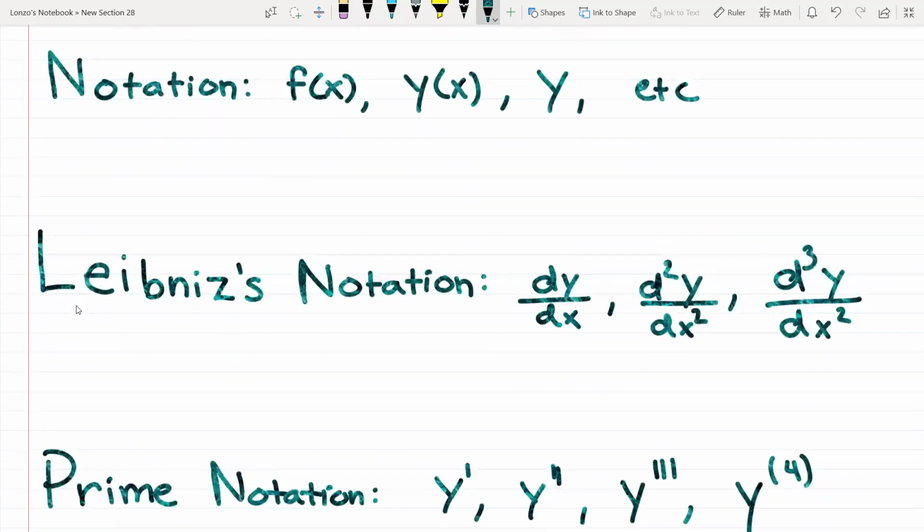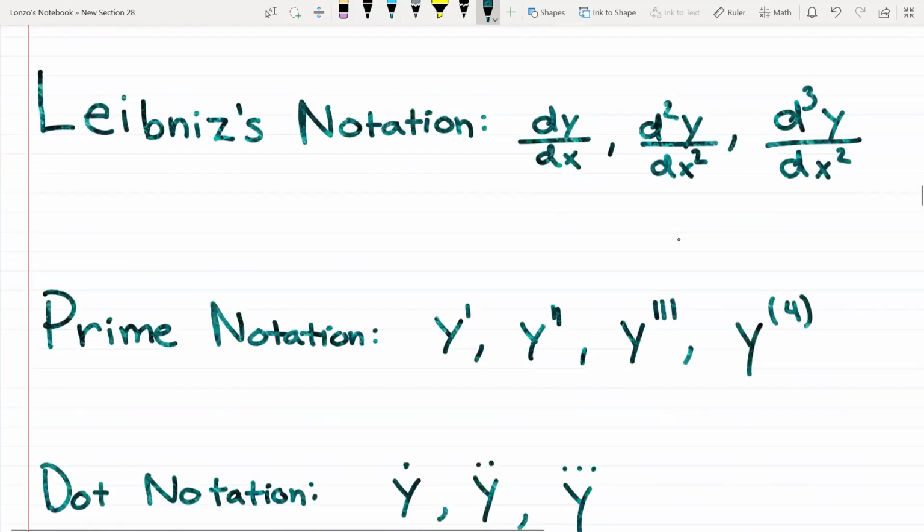Derivative, you have Leibniz notation. You've seen this before, dy dx, d squared y dx squared. This is like from implicit differentiation. This is the second derivative. This is the third derivative, right? You've seen this in implicit differentiation.